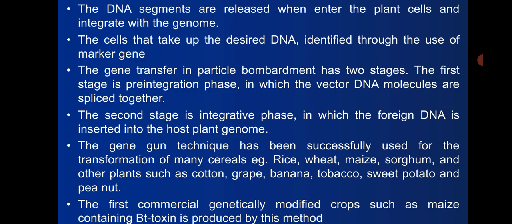The gene gun technique has been successfully used for various kinds of transgenic plants with desired properties, especially for many cereals like rice, wheat, maize, sorghum, and other beneficial plants like cotton, grape, banana, tobacco, sweet potato, and peanut. Many plant varieties have been created successfully with the gene gun method of gene transfer. The first commercially genetically modified crop, that is Bt maize, was produced by this method.